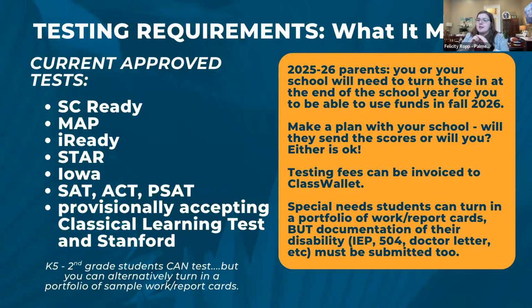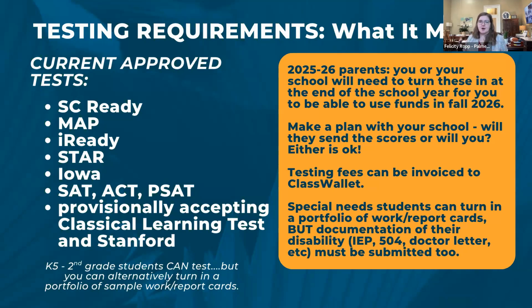But if you don't want to do that, you just need to make sure that you are submitting those alternative proof of academic progress. If you're in the program this year, make sure you talk to your school, figure out who is sending the test, make sure your kid is getting the right kind of test. These testing fees can be invoiced to Class Wallet, whether your school is billing you for a testing fee and you submit that invoice, or there's some testing vendors through the program where you can purchase directly from them with your Class Wallet. And again, if you are a special needs student, you'll need to turn in documentation of that disability, an IEP, an ISP, a 504, a doctor letter, something like that, to prove that you actually are special needs.